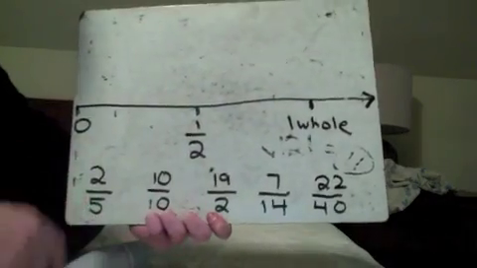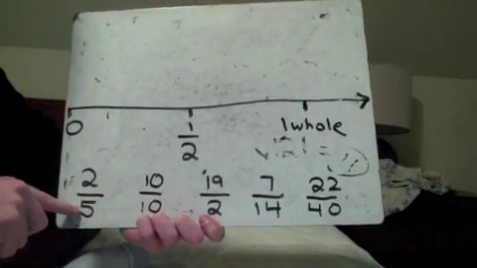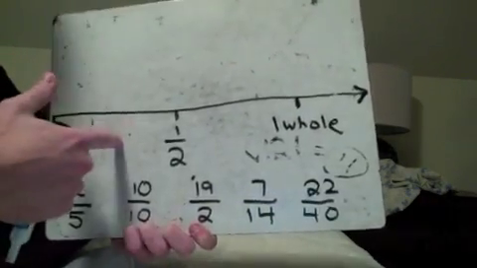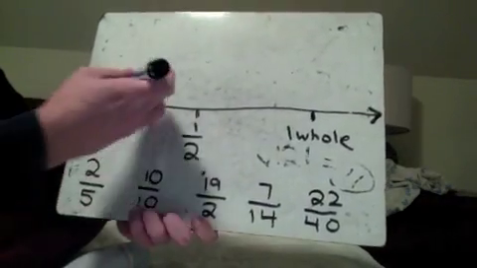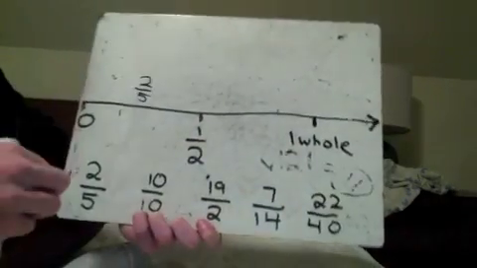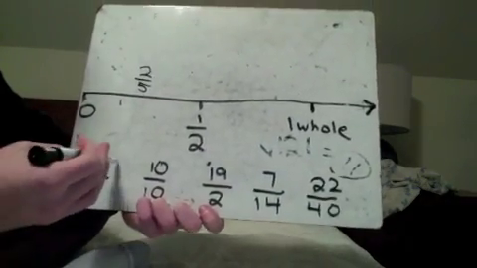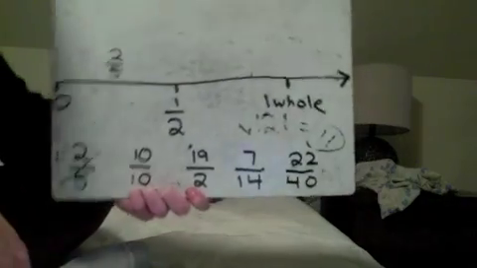So could be more than half. It's not though because we already said that half of 5 is 2.5. So that leaves us with less than half. So our 2/5 is going to go in this area right here between 0 and a half. It's less than 1/2. So we got that one off the list.